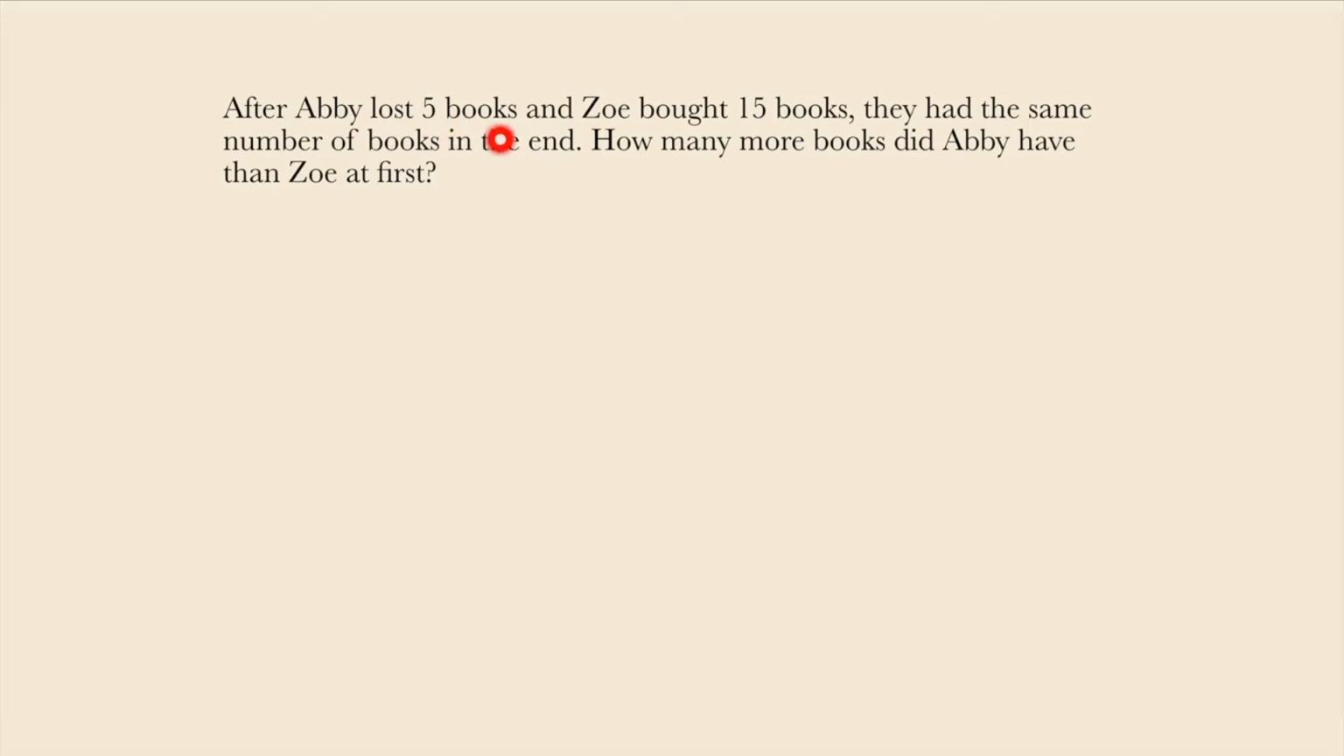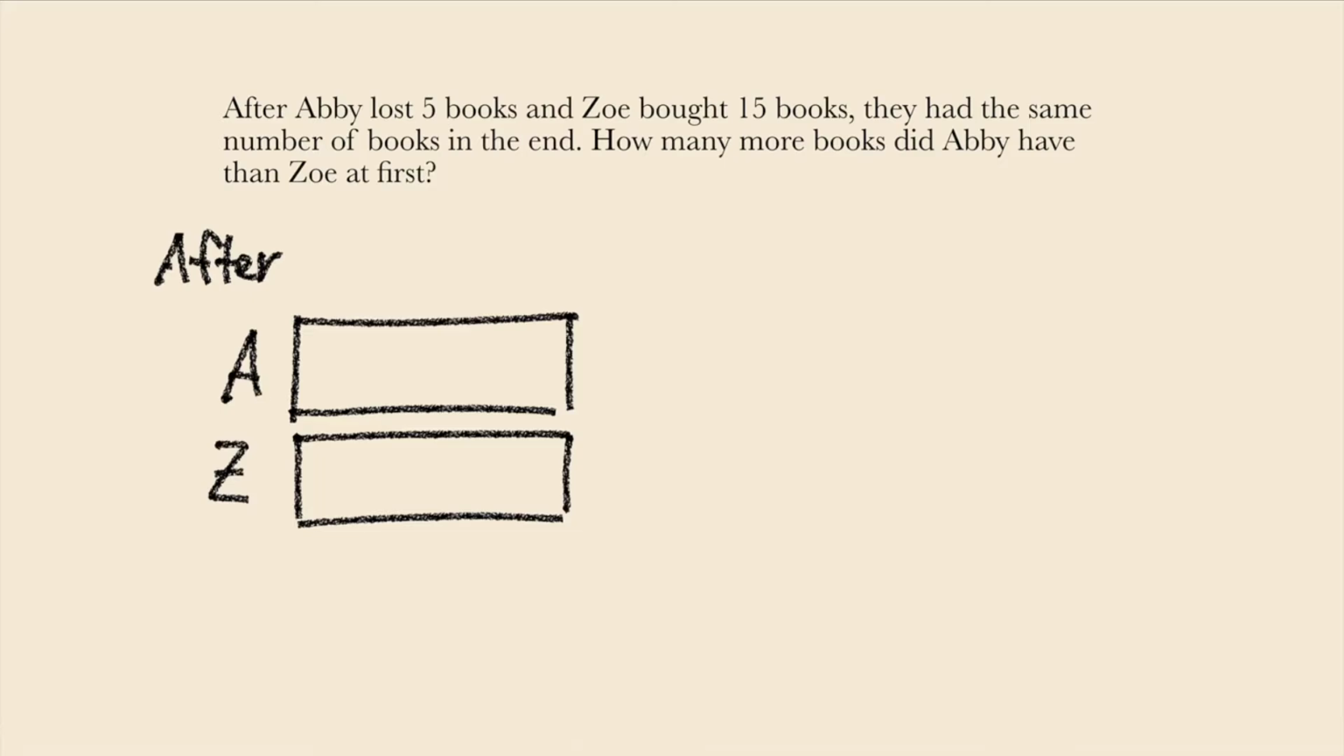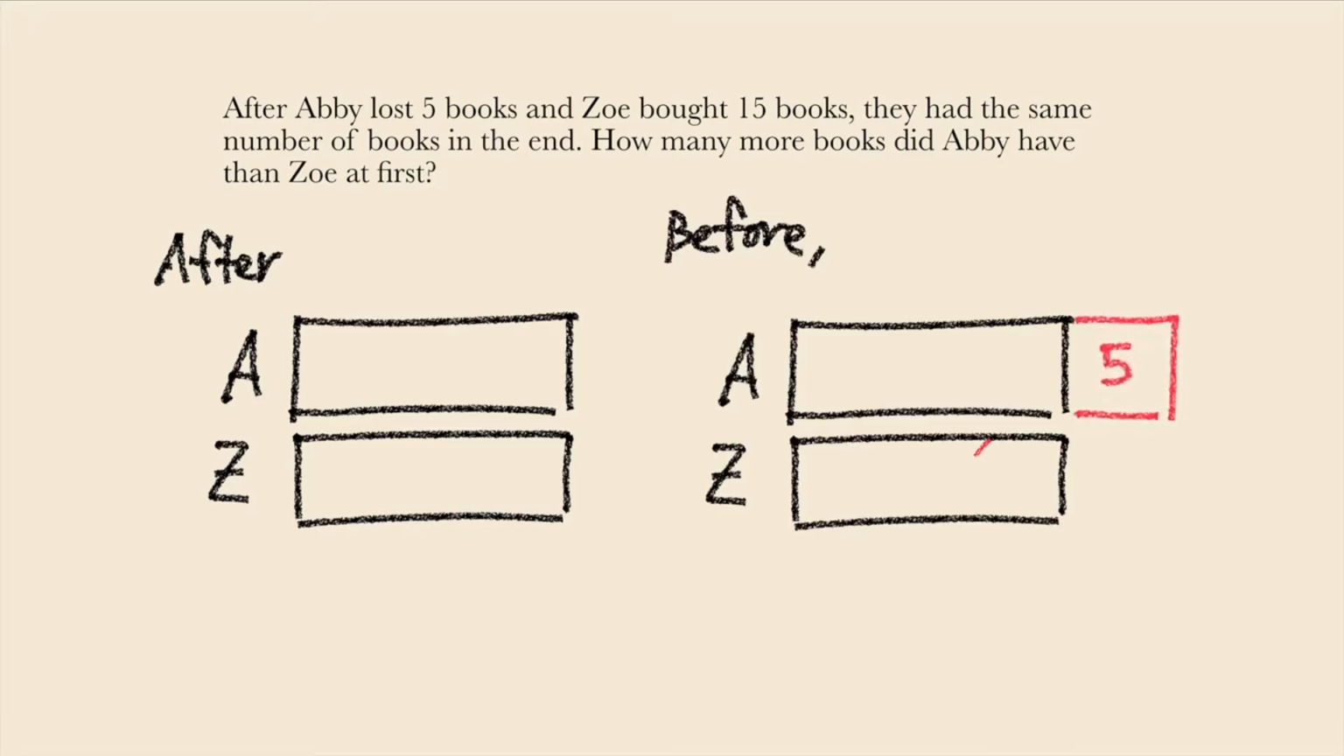After Abby lost 5, Zoe bought 15, they had the same number in the end. So we're going to show that they had the same number in the end. Now, let's show Abby not losing those 5. So let's show her having those 5 at first. And let's show Zoe not gaining that 15. So she had not bought it. So her initial number was actually much smaller.